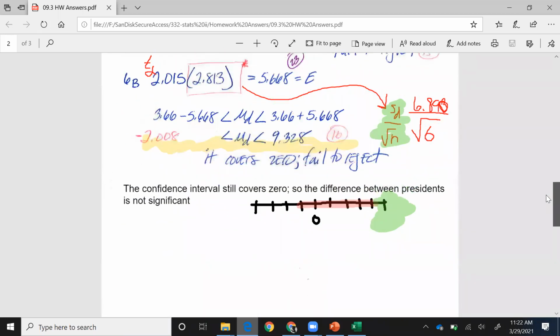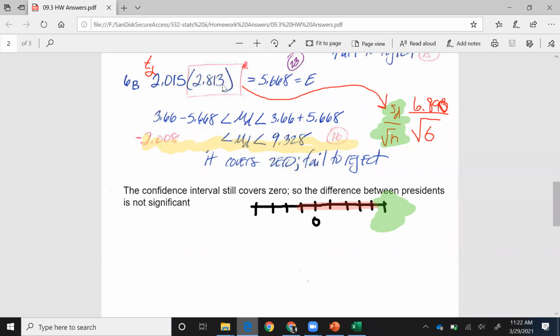So let's scroll down and I'll show you that this value of 2.813 right here is essentially the same thing that we used above. If you divide 6.890 by the square root of 6, you will get this value right here, and that value is 2.813. That's what E is. So you multiply our critical value by that same standard error, and then you get a value of E equal to 5.6.